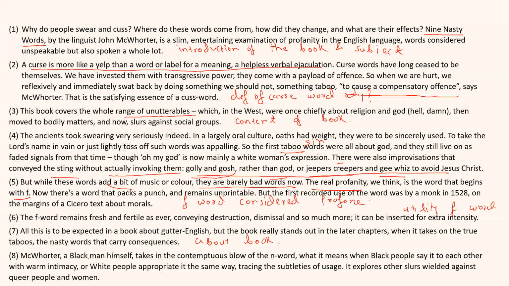Last part, last passage. McWhorter, a black man himself, takes in the contemptuous blow of the N-word when it means what it means when black people say it to each other with warm intimacy, or white people appropriate it the same way. Tracing the subtleties of usage, it explores other slurs wielded against queer people and women. So the last paragraph is about how the words are used in the social milieu.